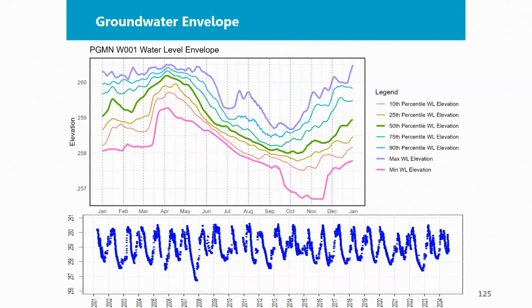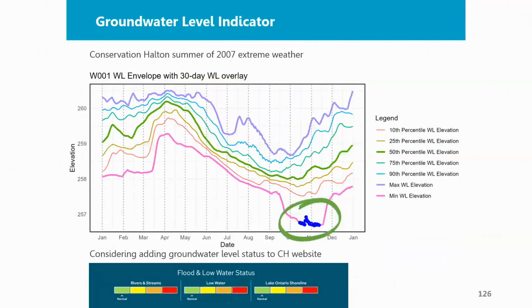And just quickly, similarly to those water level envelopes, we developed groundwater envelopes for our PGMN wells. The reason for this is that we are considering including a groundwater level indicator on our website, similarly to what we have for flood and low water risk. So basically, we would look on a monthly basis at the last 30 days of groundwater level data, and we would plot it on our water level envelope on the spectrum, and right away we would be able to say where we are.